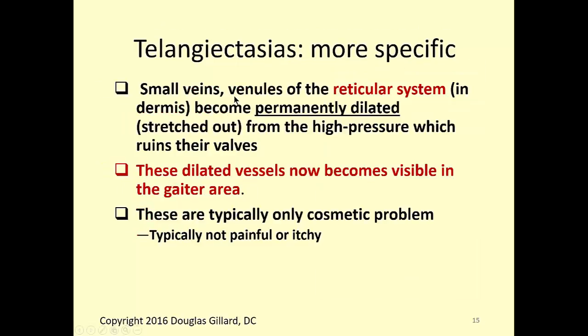Small veins, venules of the reticular system, they become permanently dilated. We talked about this already. Do these little veins have valves? Yeah, absolutely they do. So they can get wrecked as well, and that kind of perpetuates the process. Okay. Now, typically not a health problem here, but they can become itchy, and they can lead to other sequelae of tissue ischemia around the area.